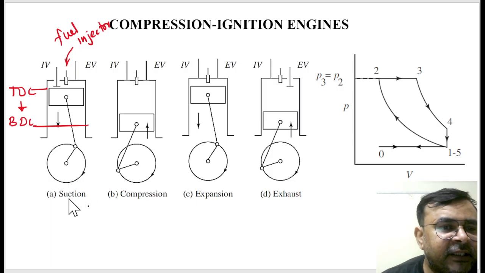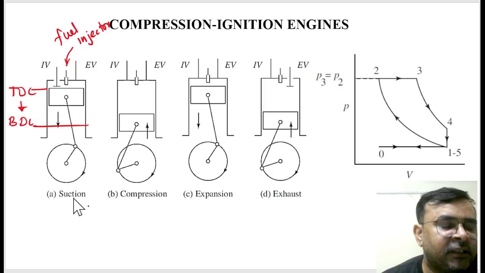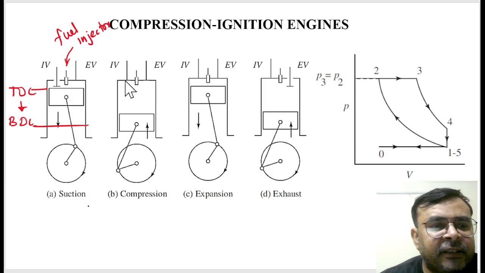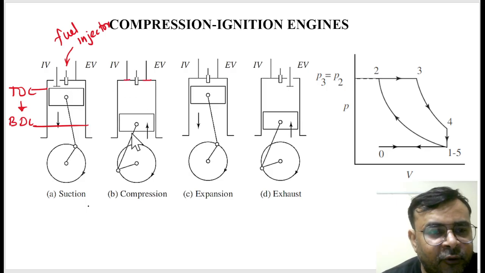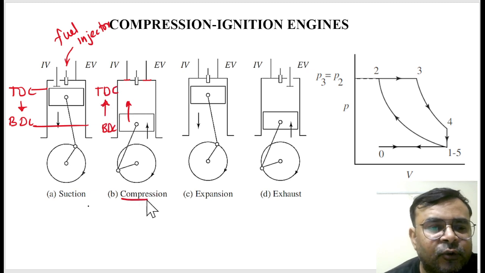Once again, you can see when the piston is moving from TDC to BDC, this is called suction, and the inlet valve is open, exhaust valve is closed. Now you can see both the inlet and exhaust valves get closed, and the piston is moving from BDC to TDC. Is it right? From BDC to TDC. So this is called the compression stroke.